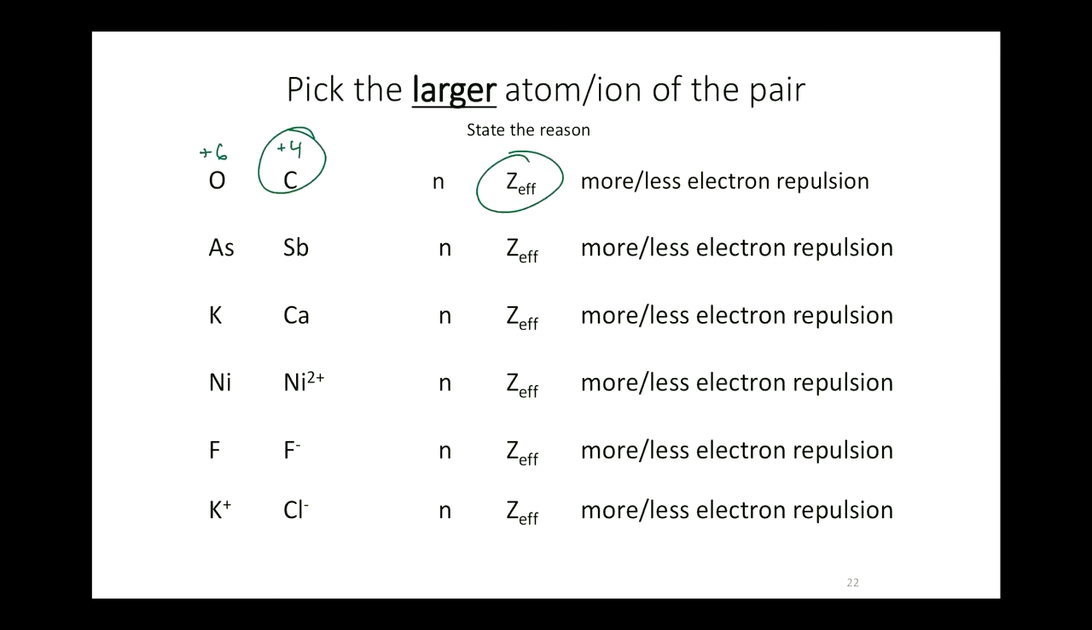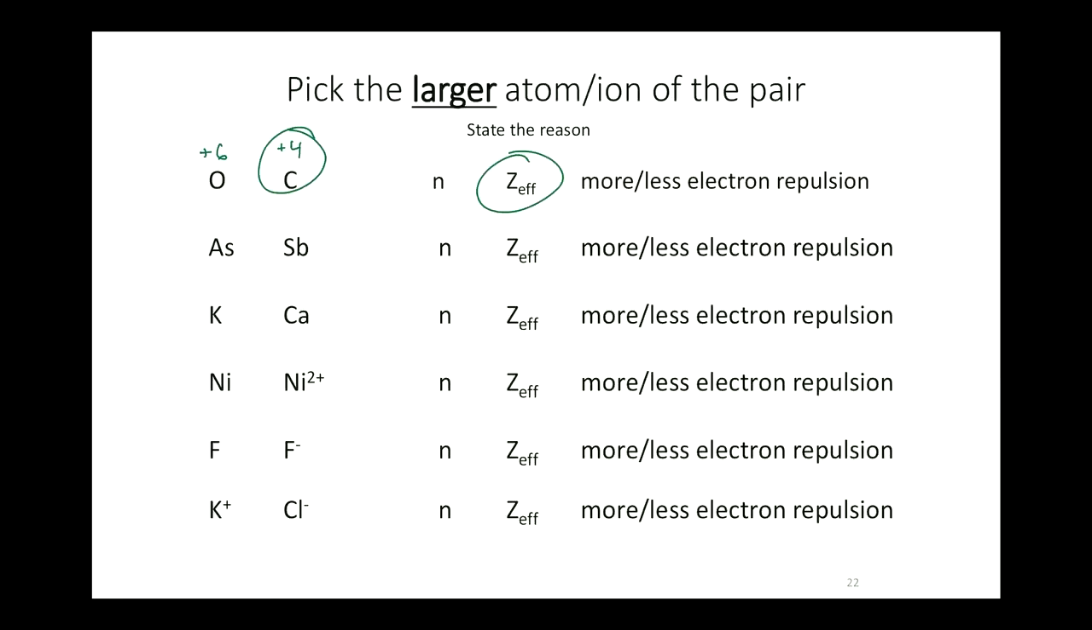All right, next one. Arsenic and Sb, antimony, my favorite. Yay. All right, so just locate those on the periodic table. And the first question I ask: are they the same N or different N's? Different. Yay, then it's easy. Which one's bigger?